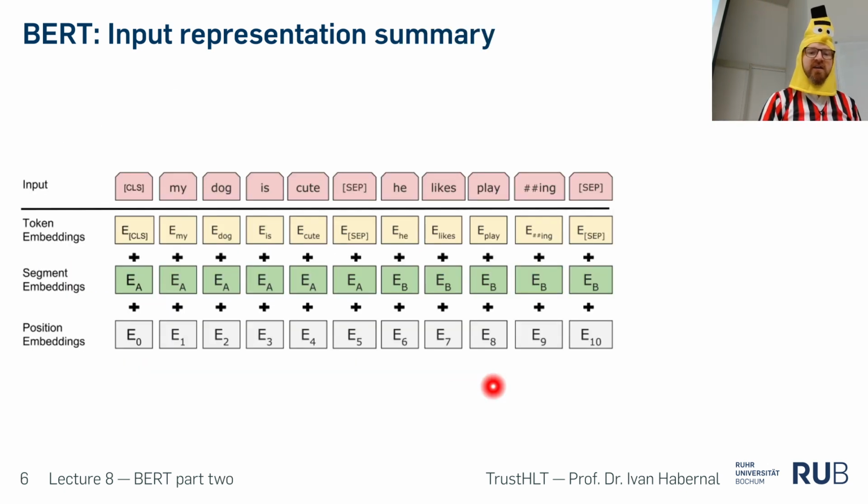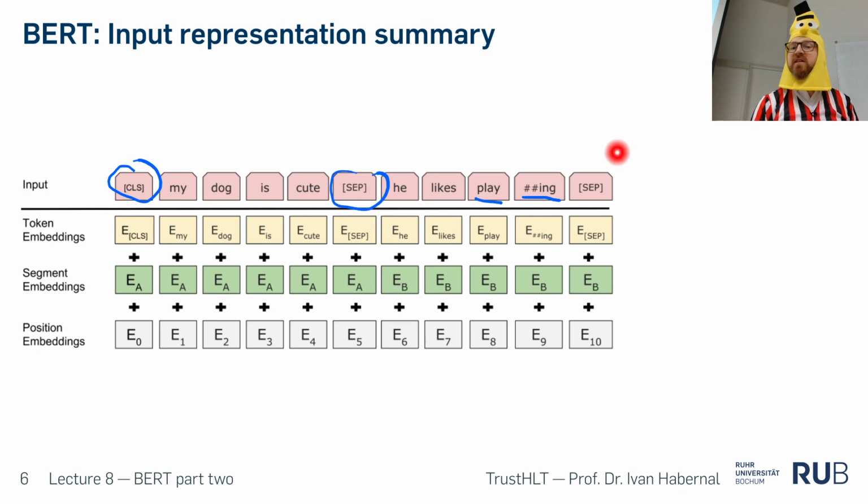Here's the input. The sentence would be, my dog is cute, he likes playing, and so on. This is a made-up example, but it shows that first we have this subword unit. The ing would be one word, playing, but it's separated into 2 tokens because these are subword units. Then we put the CLS token first, and we have 2 sentences. My dog is cute, he likes playing, and we put a separator in between. Then there's a separator at the end, so there are 2 separators, like a full stop at the end of each sentence.